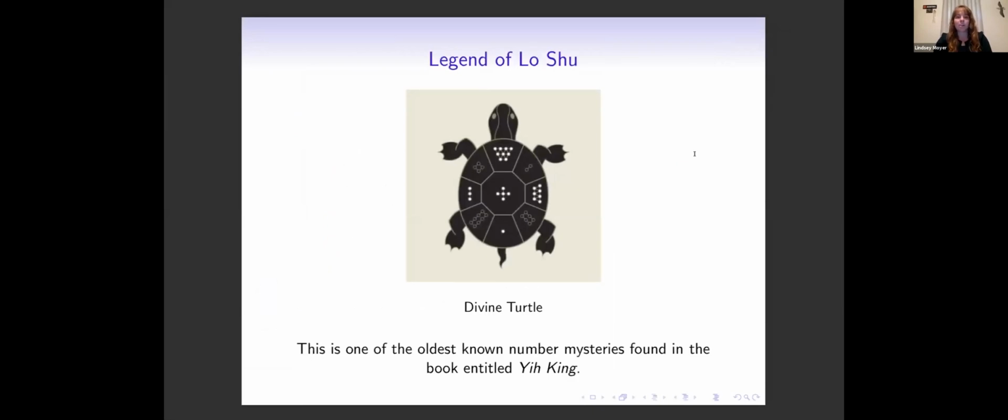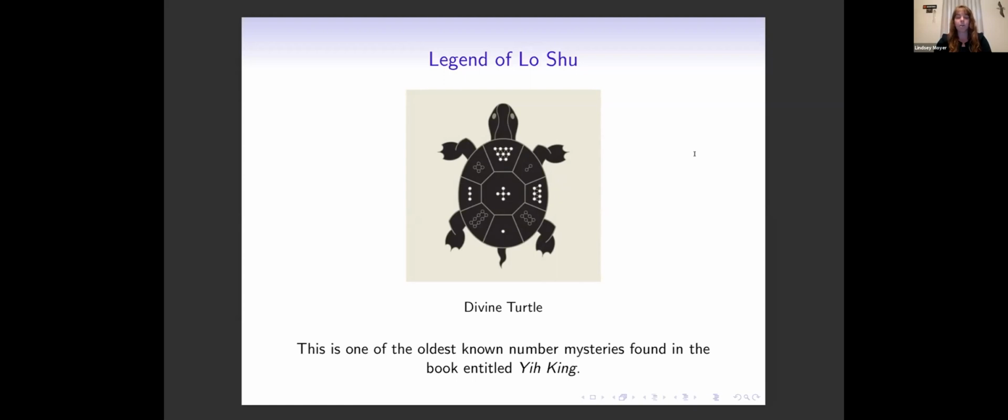Magic squares originated with the legend of Lo Shu. This is one of the oldest known number mysteries, found in the book entitled Yi King. Legend goes that each year the king would make sacrifices to the river god for the flooded river. And then one year a turtle came onto the land.